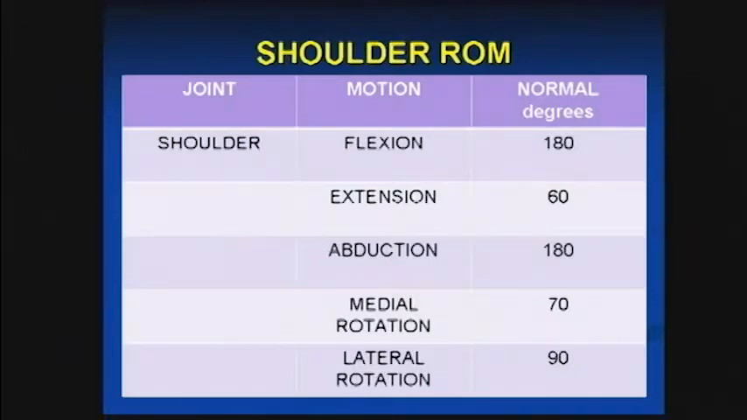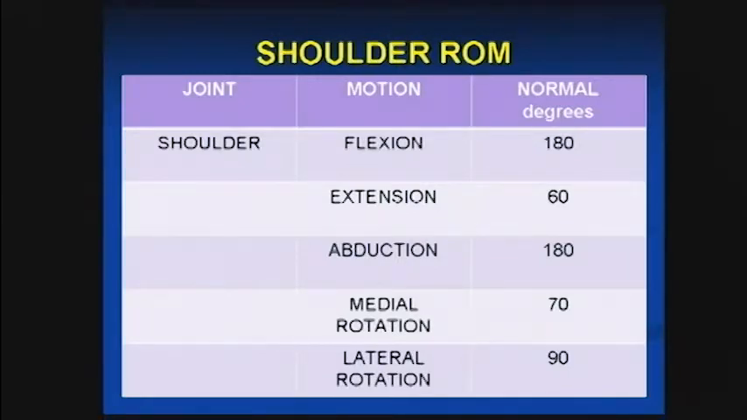So shoulder flexion, reach your arm all the way up overhead. Normal degrees, of course, is 180. You should be able to bring your arm straight up in alignment with your body. Shoulder extension, with your elbow straight, reach back straight behind you. That should be about 60 degrees. Abduction, that's moving your arms like a jumping jack, way up to the side, over your head, 180 degrees.